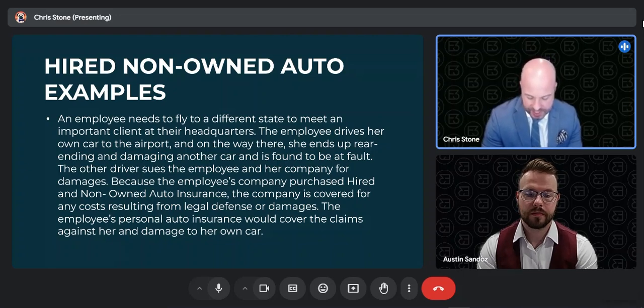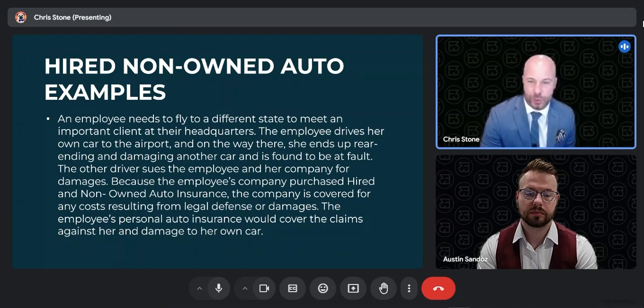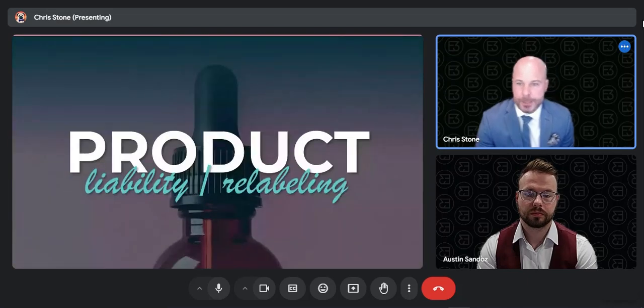But the example of this is if you own a company and you do not own business-owned vehicles, but employees do run errands for that company. It's very important to have this endorsement because it technically would not fall under your employee's auto policy for stuff they're doing that's work related.